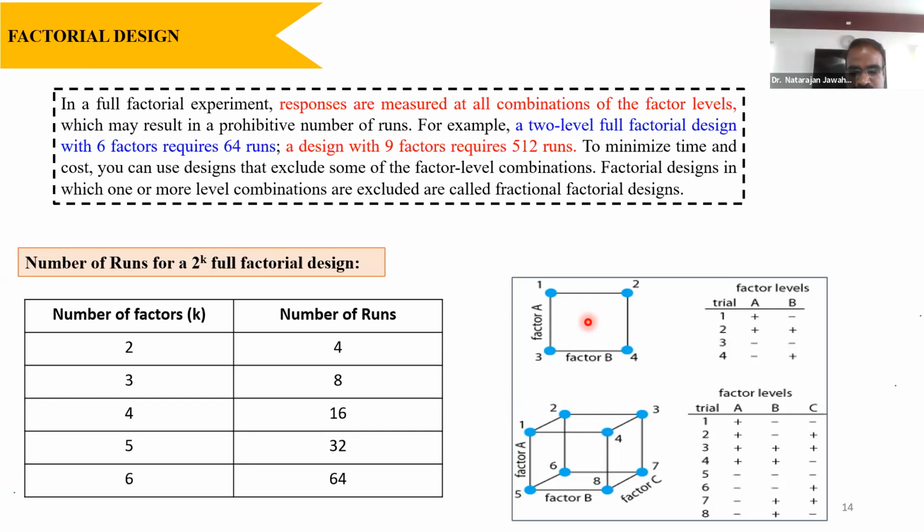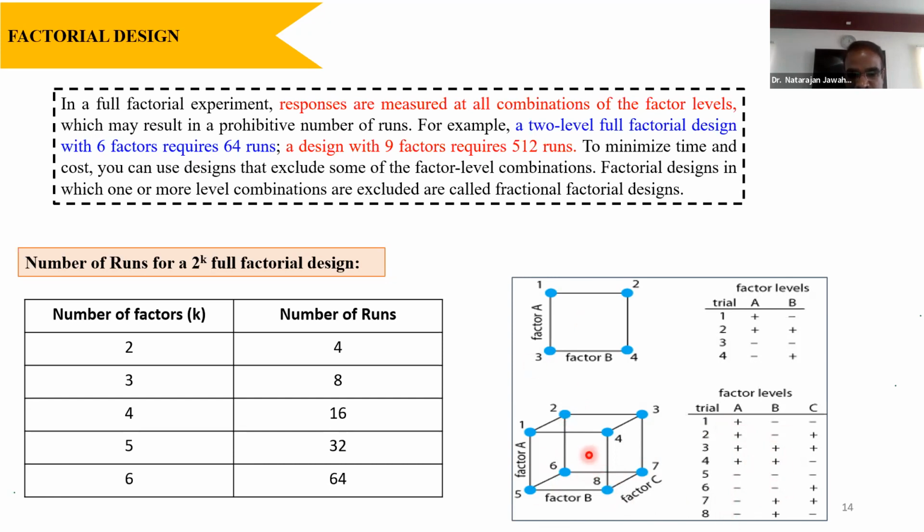So totally, 2 to the power 2, sorry, 4 runs I have to make. 2 to the power 2 means 2 levels in 2 factors I am using. Similarly, I am using 3 factors. 2 to the power 3 means I will run 8 runs.